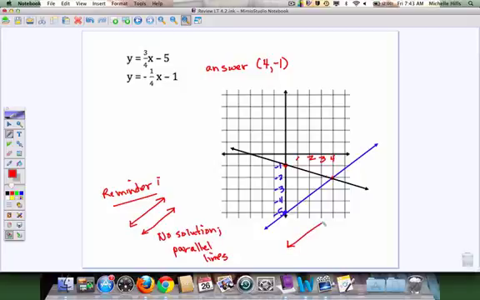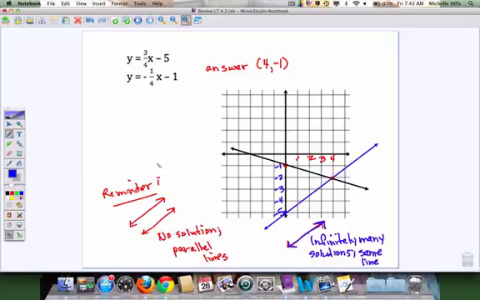If when you graph one line and then you graph the other line, it turns out that they're really one on top of the other, your answer would be infinitely many solutions because they share an infinite number of points of intersection. And why are there infinitely many solutions? Because it's the same line.